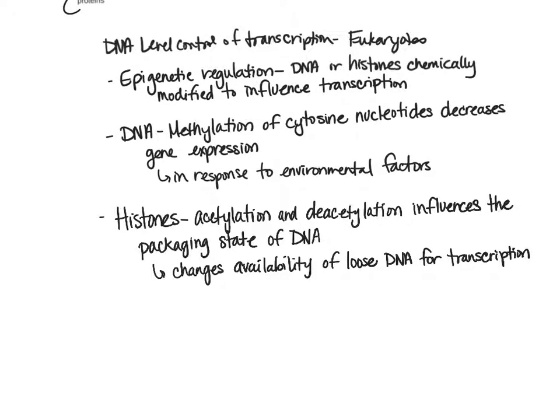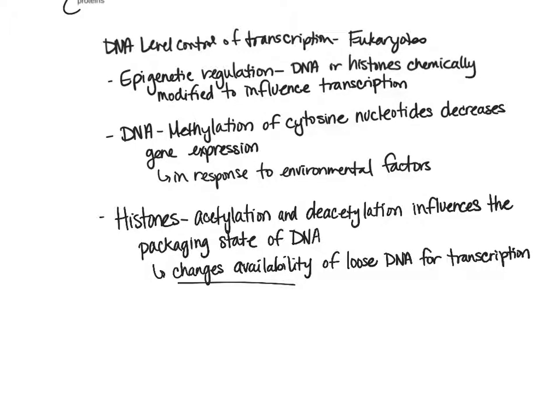And lastly, the histones. When we are talking about epigenetic regulation and modifying things, we can modify the histones by acetylating them. Acetylation and deacetylation is going to adjust how things are packaged. So remember, the histones are the proteins that DNA is wrapped around. So they can either be acetylated or deacetylated, and that's going to change how that DNA is wrapped up in there. So, as it says here, it changes the availability of the loose DNA for transcription.